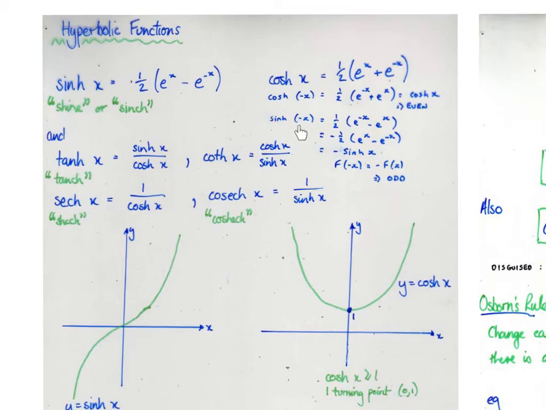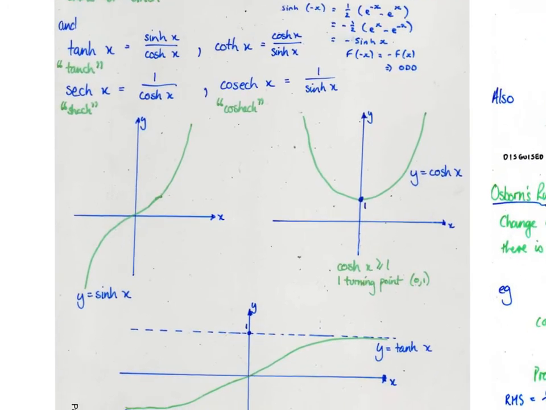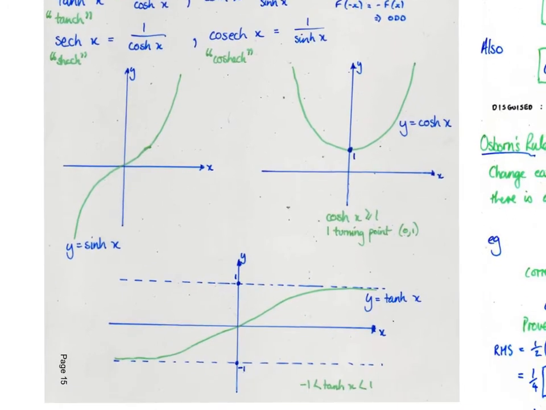And likewise, sine, when you put minus x into this, it's a half e to the minus x minus e to the x. You can take out a factor of minus 1, so it's minus a half times e to the x minus e to the minus x. And that's then of the form where f of minus x is minus f of x, and that makes it an odd function, as we've seen. So again, just in these notes, here's the graphs of sine, cos, and tan.